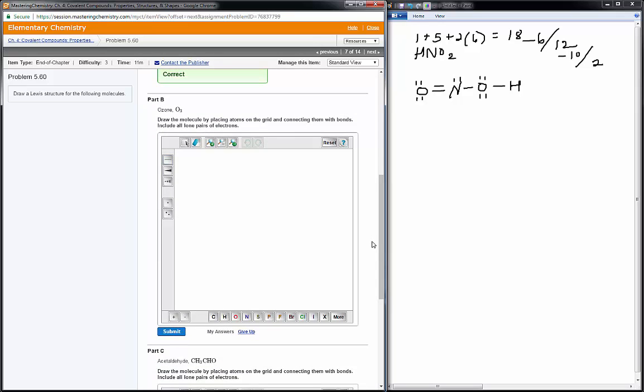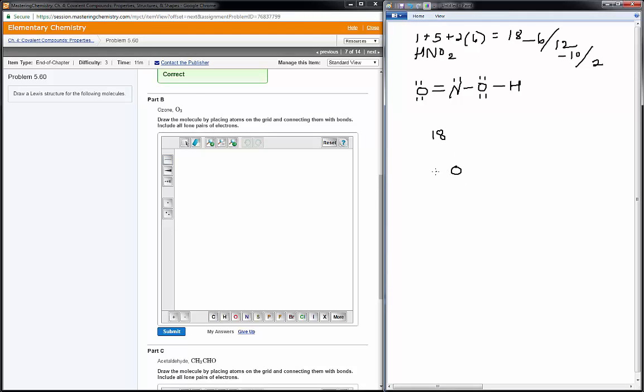Next, ozone, O3. We have 3 oxygens, so if each oxygen comes in with 6 electrons, we have 18 electrons to deal with. And if I have 3 oxygens, then one of them's in the middle, and it's attached to 2 others. I've used up 4 electrons, and I've got 14 left. And distribute around exterior atoms.